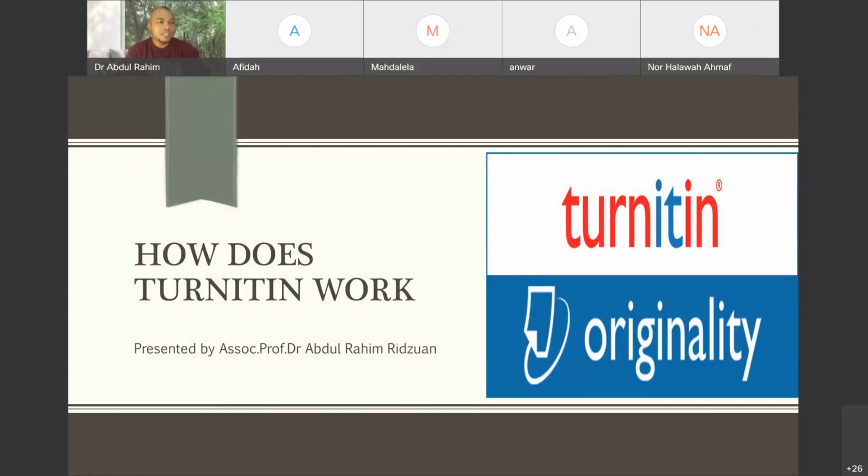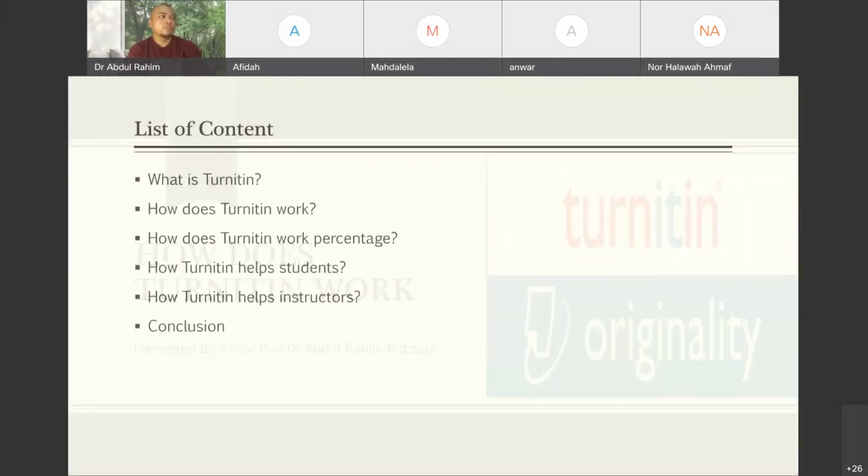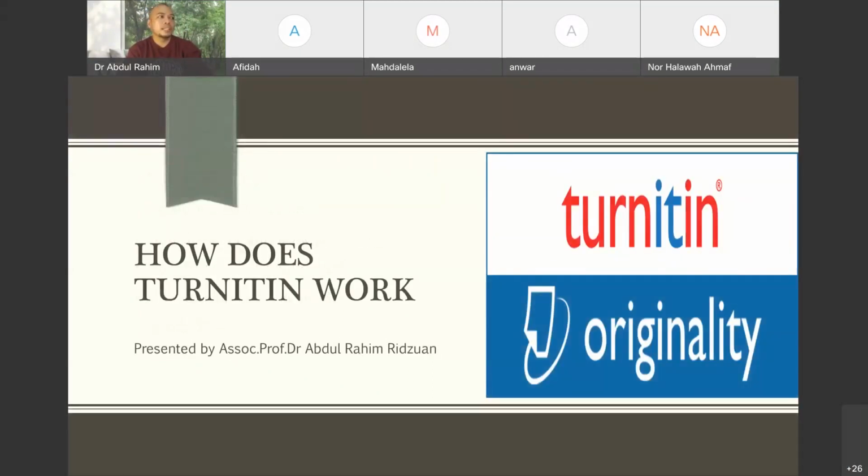Now this is the slide that I've prepared, and I have to declare that all the information I put in this slide is from the internet. However, I will explain the points given from this website. So we have this topic, which is about how Turnitin works.